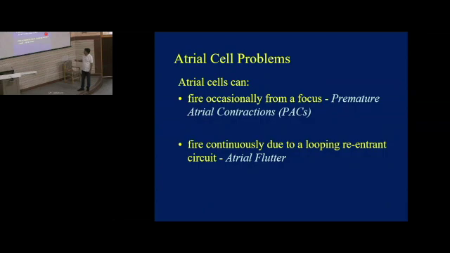So atrial cells can fire occasionally from a focus, or these cells can fire continuously due to a looping reentrant circuit. Looping reentrant circuit means that when the impulses go to the ventricles, normally they don't come back to the atria because of that non-conducting fibrous band between atria and ventricle. Sometimes there is an abnormal electrical circuit which arises within or between atria and ventricles. Because of that, these impulses which are going to the ventricle re-enter into the atria. So this is called a re-entry circuit. Because of that re-entry circuit, impulse is going from one side and coming back from the other side and again stimulating the same cells again and again. So that is what is called looping.